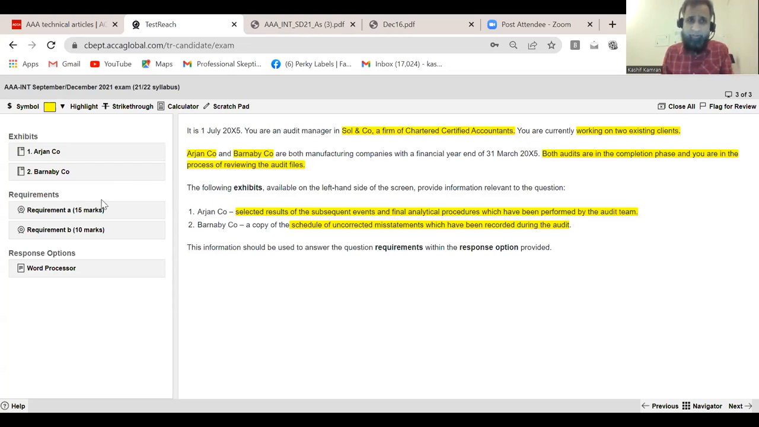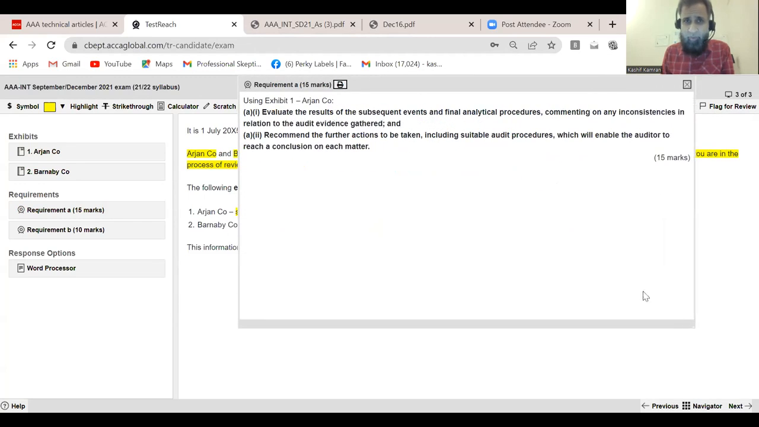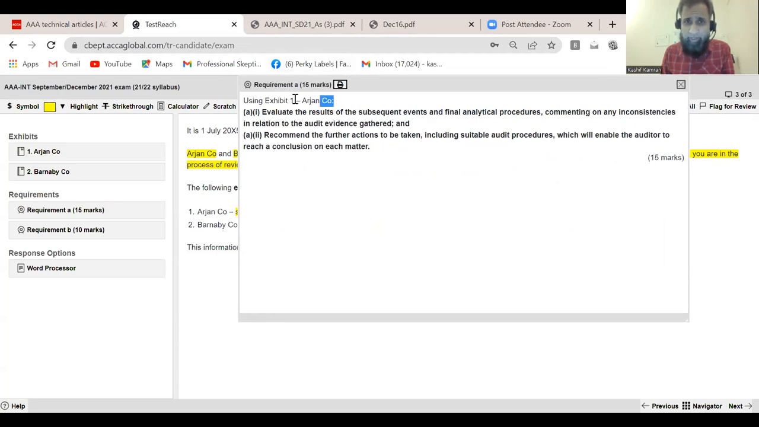You go to the left-hand side of the screen, you open the requirement A. The requirement A is for the Urgent Company. You open the requirement A, and right here, examiner is telling you, using the exhibit 1 Urgent Company. So the requirement A is for Urgent Company. In the section B, each requirement relates to one exhibit. So the first requirement relates with the exhibit 1, the second relates with exhibit 2. That's more easy to pick up. That was exactly what we were doing in the question number 2 even.